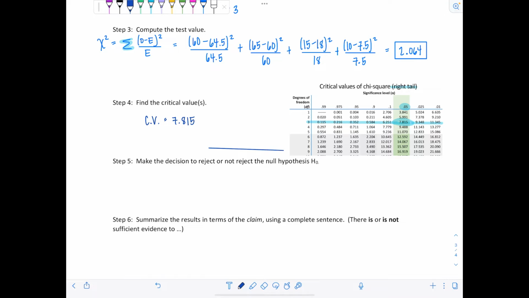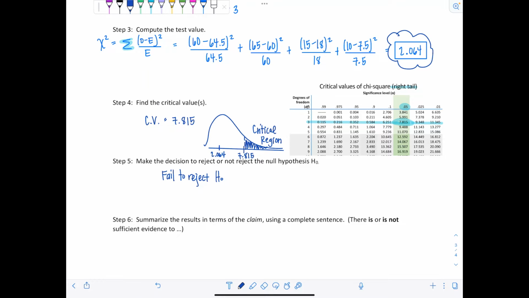Okay, so basically let's just orient ourselves. So here's my critical value, 7.815. To the right of it, this is always a right-tailed test. This is the critical region, also known as the rejection region. And now we're going to decide whether or not we reject the null. Well, here's my test value, 2.064. That's over here, in the non-critical region, non-rejection region. So that's our decision: we're going to fail to reject the null.